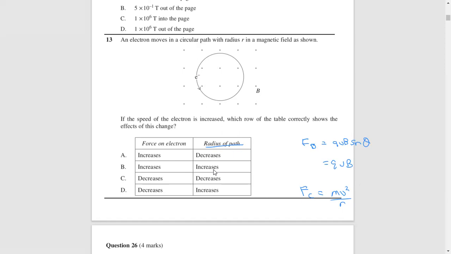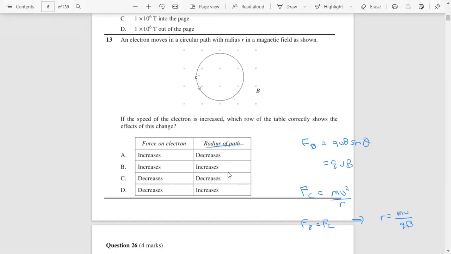Now, of course, if you want to derive it and you let FB equal FC, you'll note that the radius will equal mv over qB. So if the radius is mv over qB, noting that m, B, and q are constant, as v goes up, the radius will go up. Whether you think about it conceptually in terms of FC in relation to qB, or derive the formula, the answer is increase, increase.